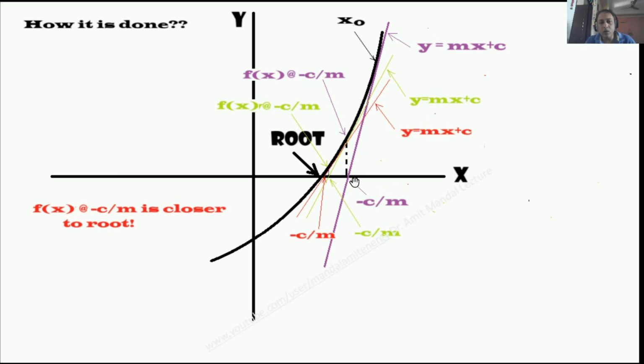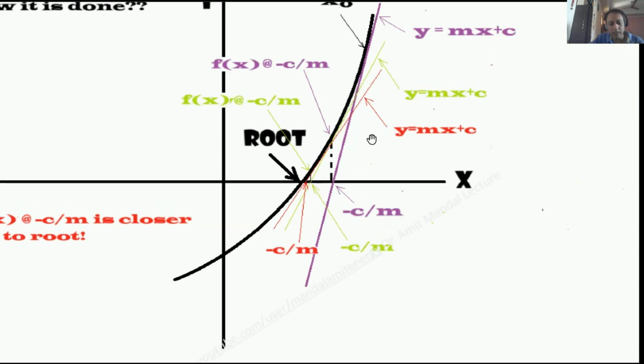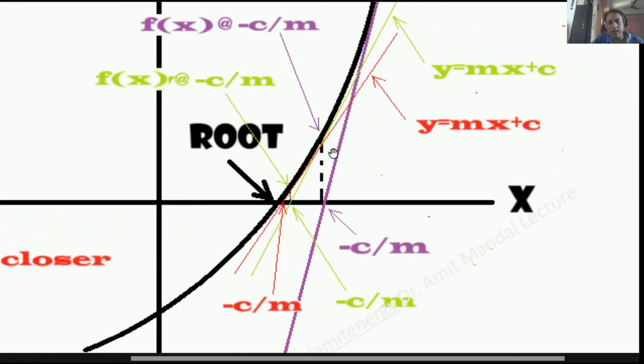Now this point, minus c by m, I put in the function of this curve, which must have some function f(x). So in place of x, if I put minus c by m, I will get the value of y for this function. Now, at this point minus c by m, I will find one more tangent, shown by this green line. This is a tangent on this curve at the point where x equals minus c by m.